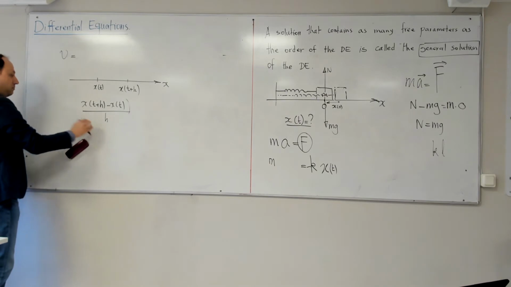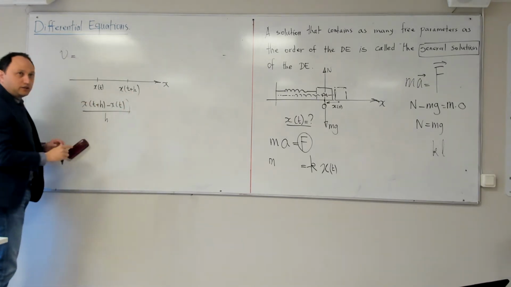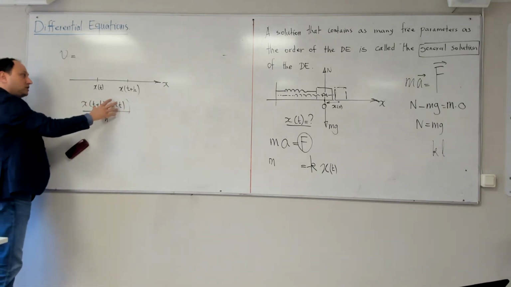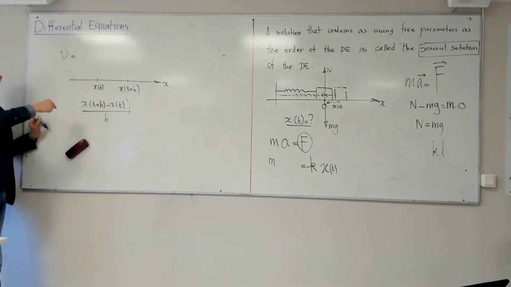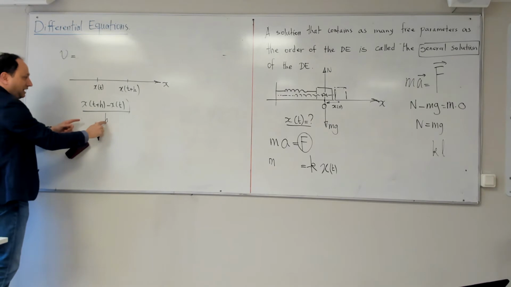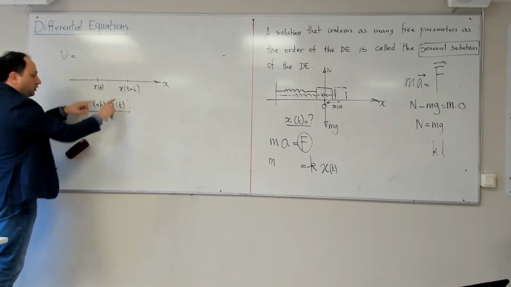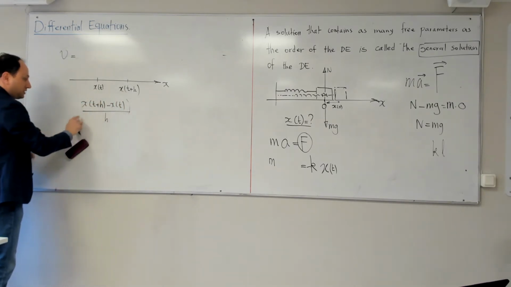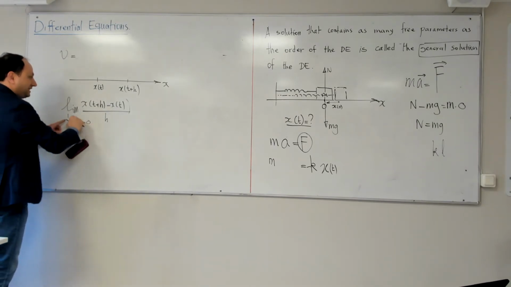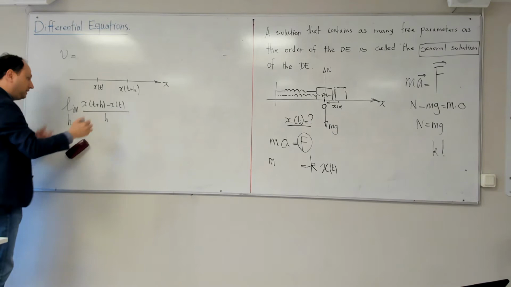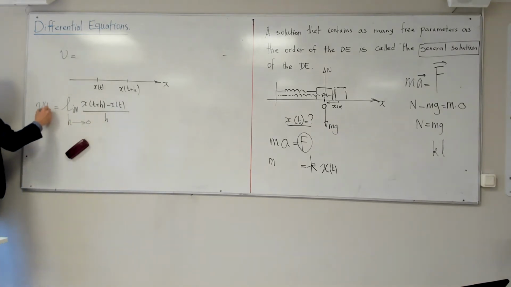But if I make this interval shorter, this becomes closer to the instantaneous velocity of the particle at instant t. And what does it mean by making this interval shorter? I mean that I am making h smaller and smaller. So if I take the limit of h going to 0, this is a reasonable definition of what we want to call the velocity of the particle at time t.